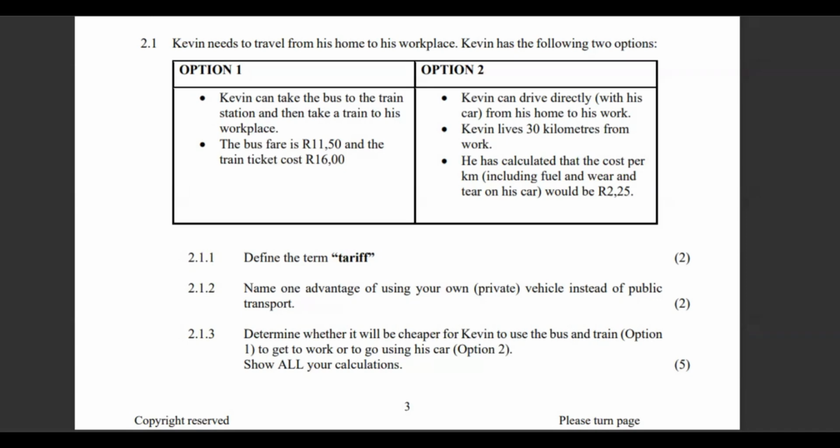Define the term tariff. Tariff, we know it as charge per unit. Tariff is charge per unit.